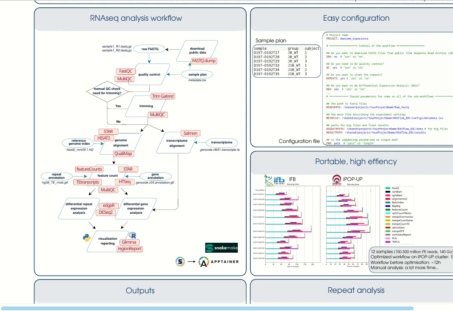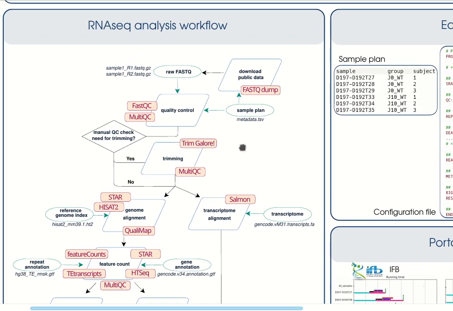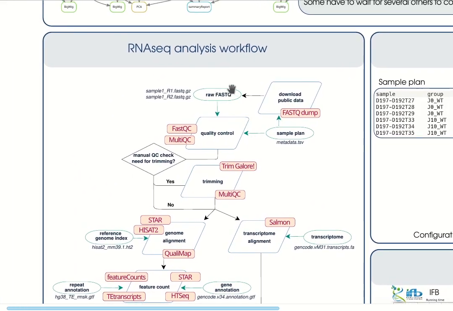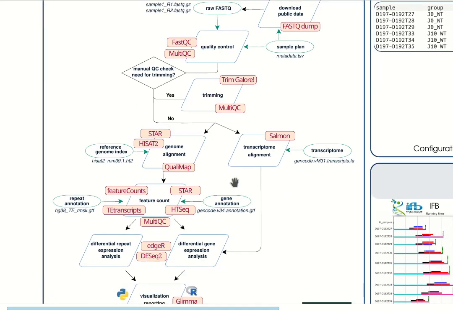So we start either from personal data, the FASTQ files from Illumina sequencing, or from public data that will be automatically downloaded from the NCBI SRA database. Then there is a classical quality control of the data and facultative trimming of the FASTQ files. For gene analysis, it is possible to use transcript quantification using Salmon.